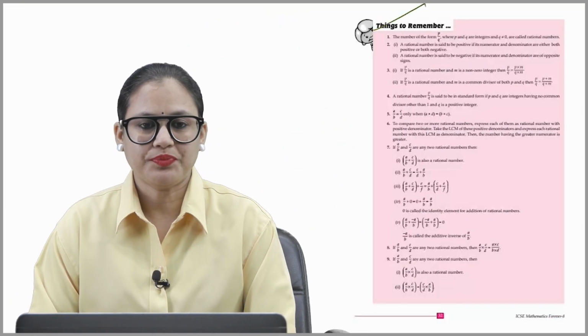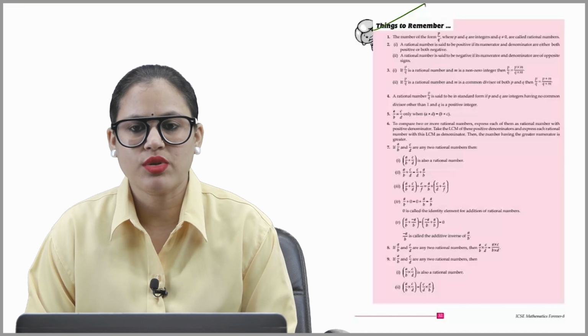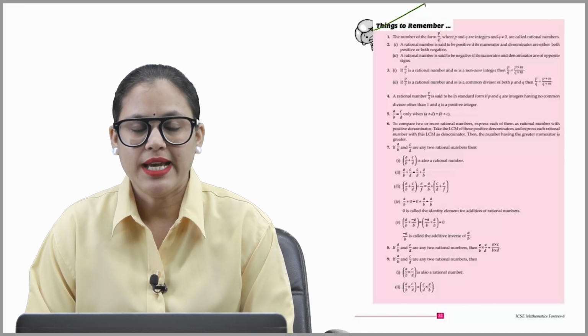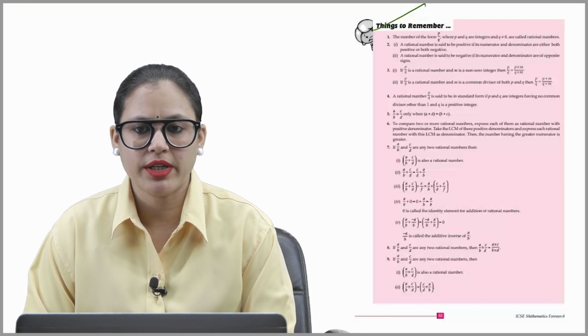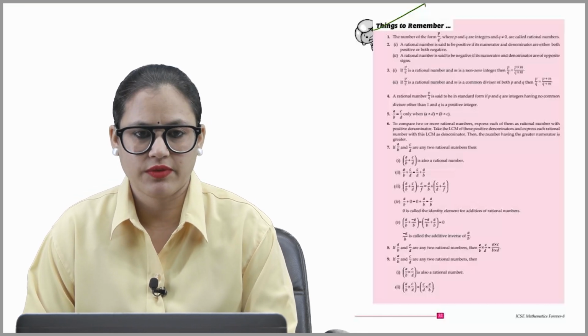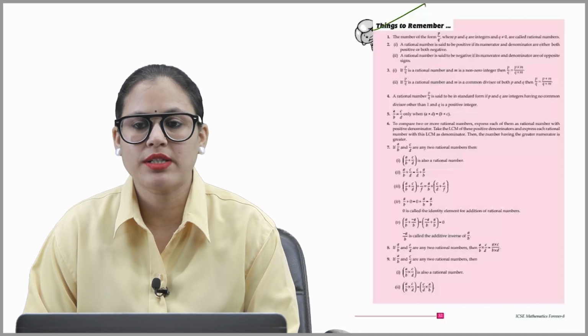Things to remember. Number 1, the numbers of the form P by Q, where P and Q are integers and Q is not equal to 0, are called rational numbers. Number 2, a rational number is said to be positive if its numerator and denominator are either both positive or both negative. Number 3, a rational number is said to be negative if its numerator and denominator are of opposite signs.